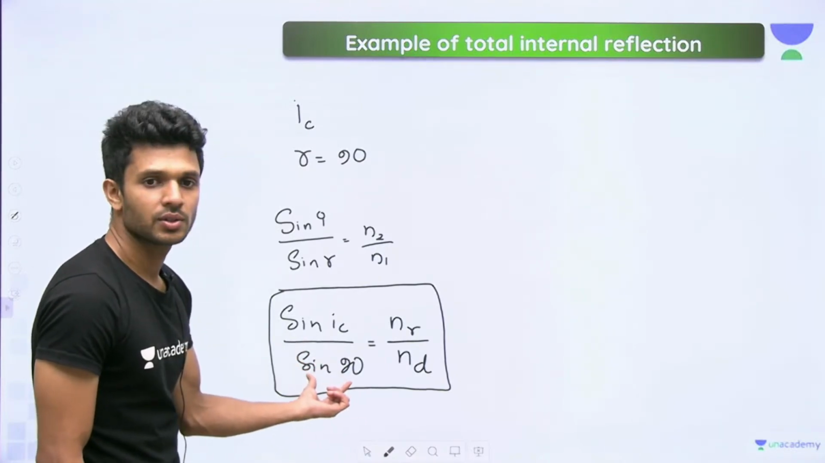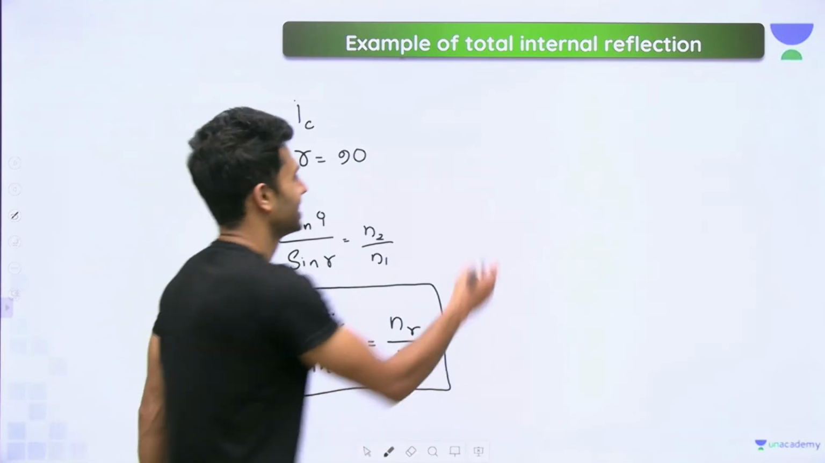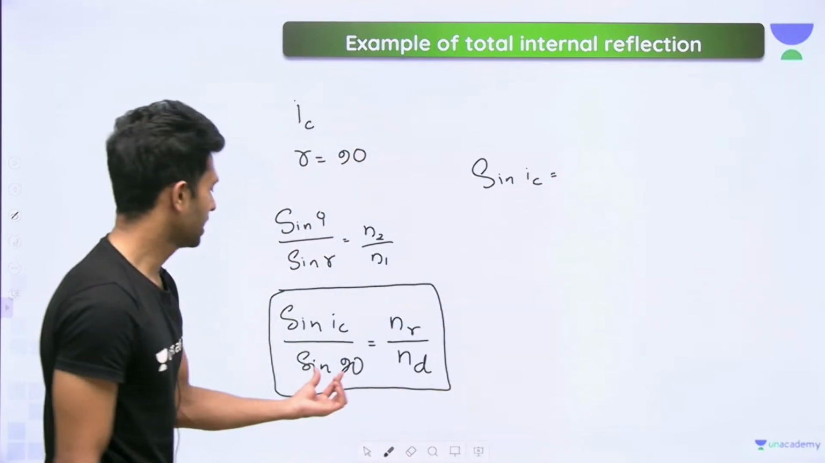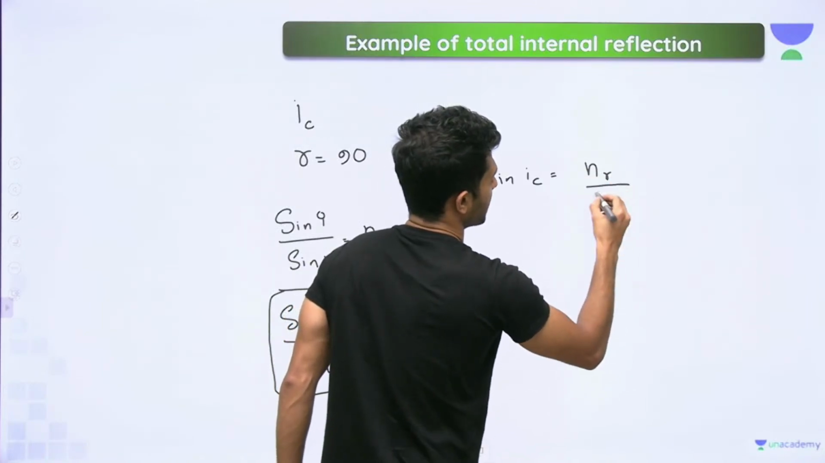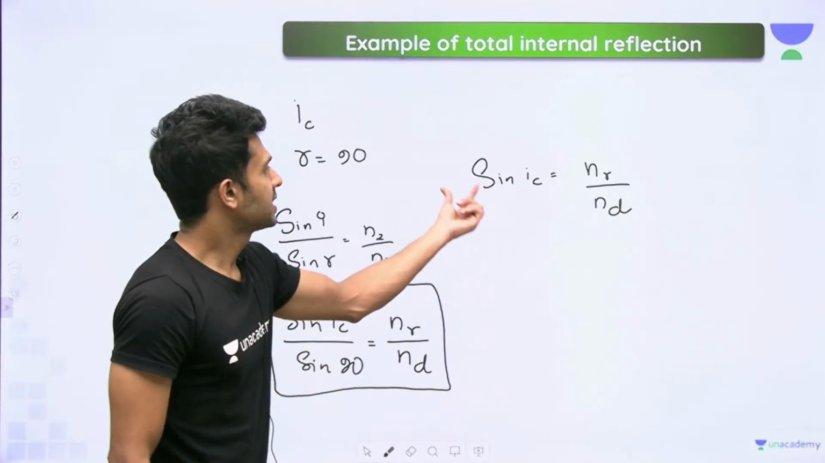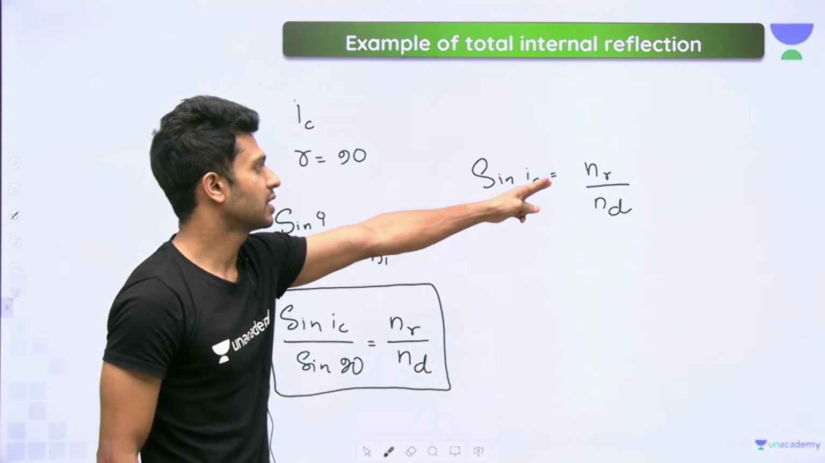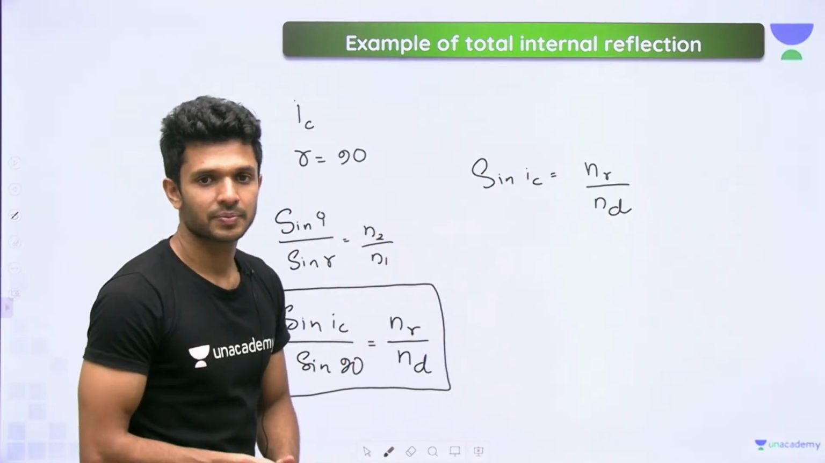Now start finding out. Sin 90, how much was it? Sin 90 is equal to 1. What is left? n rarer to n denser. So the sine of the critical angle is equal to the refractive index of the rarer medium to the refractive index of the denser medium.